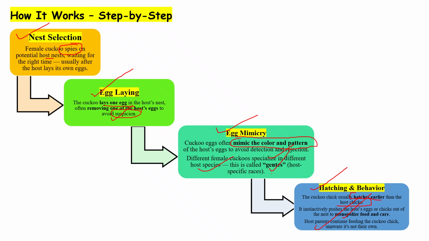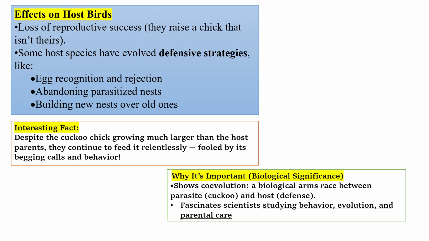ones of the cuckoo. Now you may have a doubt: how does the host not come to know, or is the host not developing any kind of adaptation to fight this? Let us see that. So what is the effect on the host bird? In whose nest she is laying eggs, what is the effect on them? Their reproductive success is reduced, a loss of reproductive success as they raise the chick that isn't theirs.